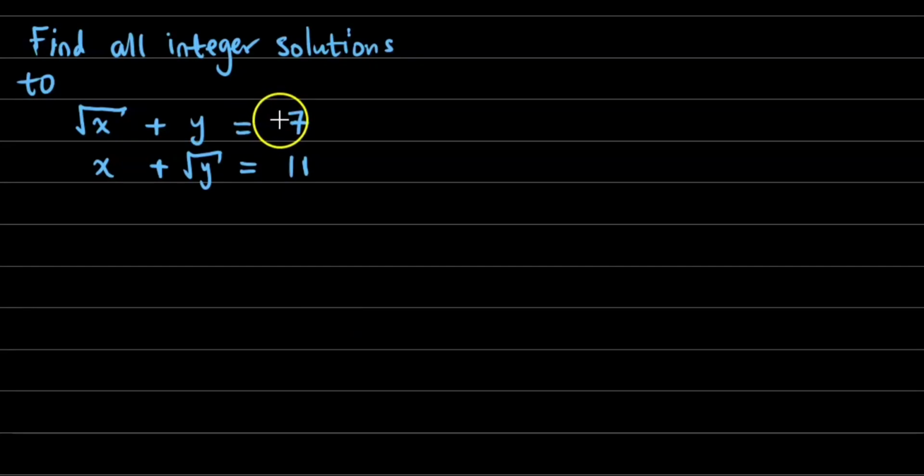Okay, my name is Solo Anch, and in this video, we want to find all integer solutions to the system of equations. Square root of x plus y equals 7, and x plus y equals 11. Of course, we have to call these equation 1 and equation 2.